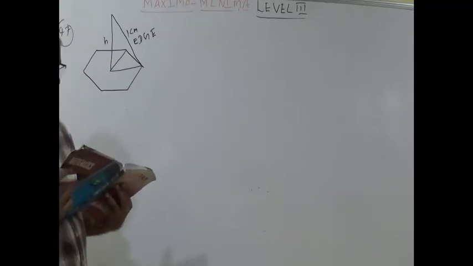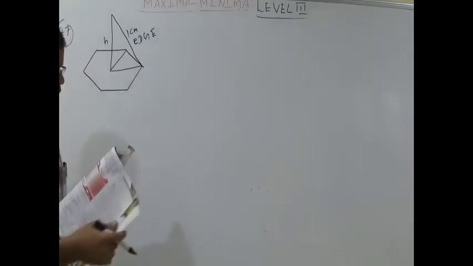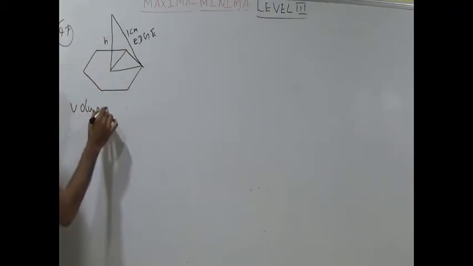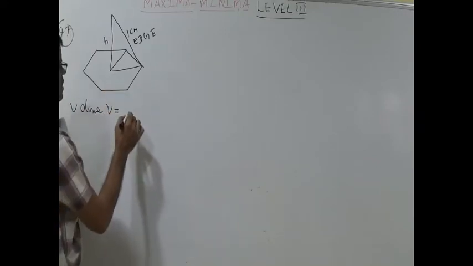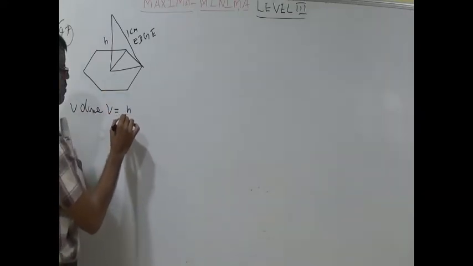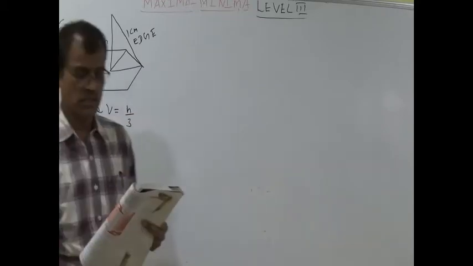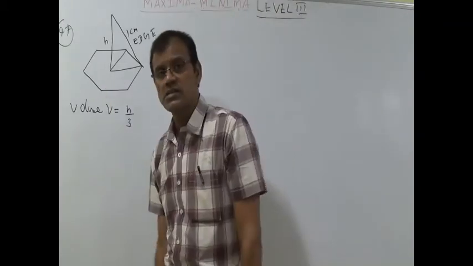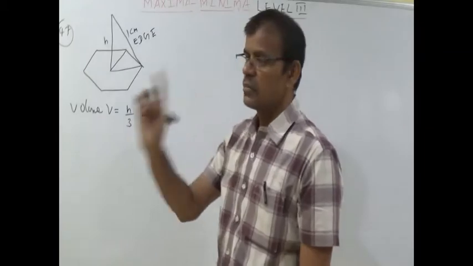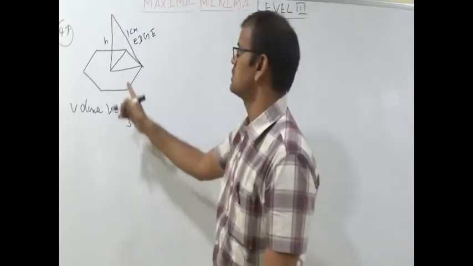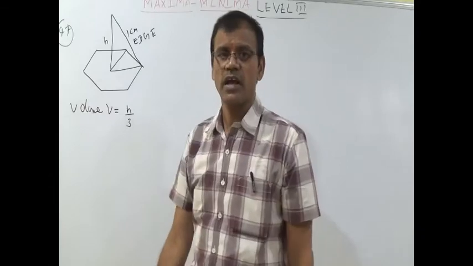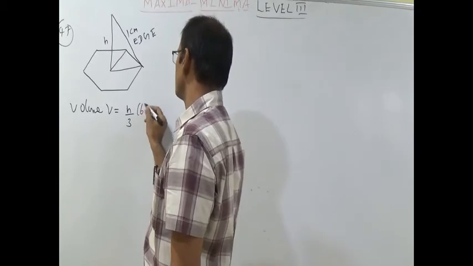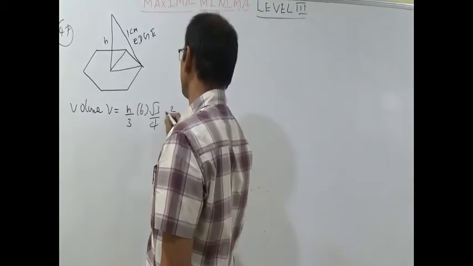If the volume is maximum, then its height, the total volume. To get the total volume, V is equal to h by 3 times the base area, a formula from 9th class mensuration. h by 3 into total, how many equilateral triangles are there? In the regular hexagon, a total of 6 equilateral triangles will exist. So h by 3 into 6 into root 3 by 4 into x square.